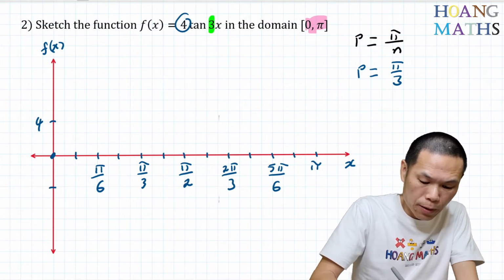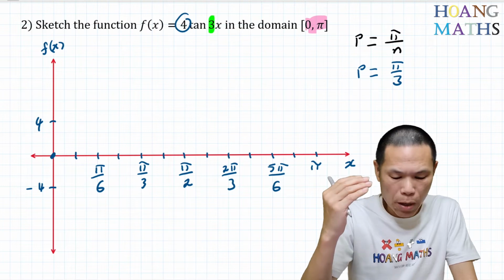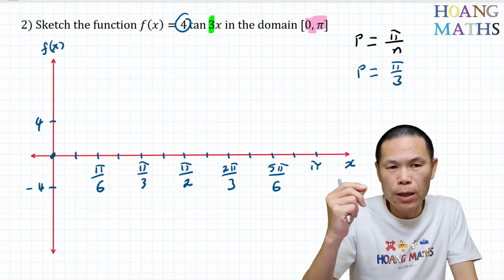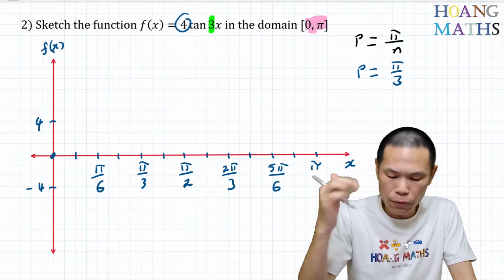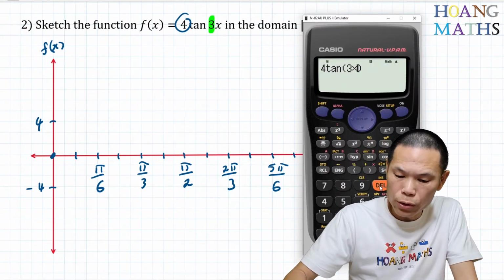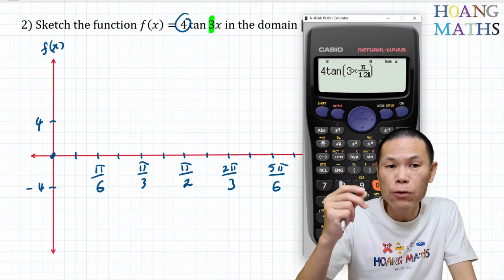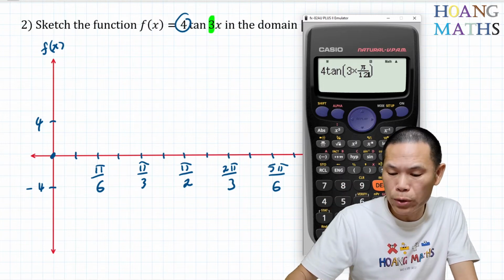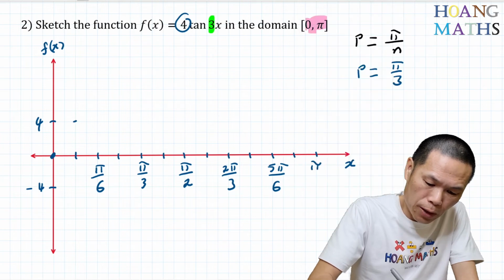And this is -4. And between pi over 6 and 0 is pi over 12. We just go 1 over 6 divided by 2. So 1/12. So pi over 12, we just substitute into the function. Change this value into pi over 12. So shift pi over 12. And don't forget your calculator must be in radian mode, okay? Because we put in radian. So that's 4. So there you go. So this is 4 here.